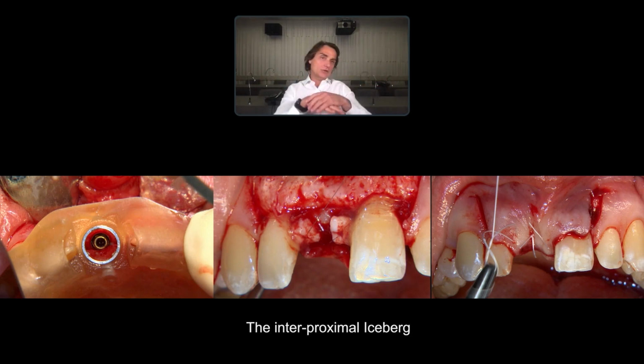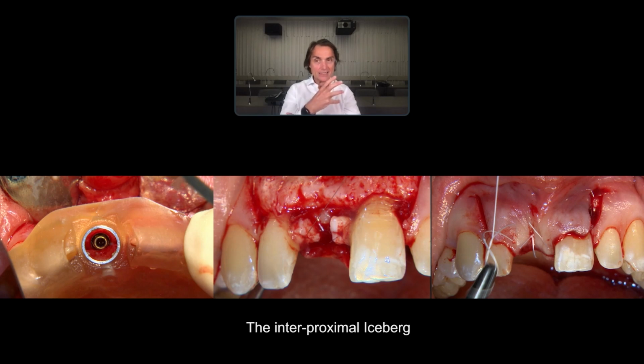But putting one connective tissue to the other one from the palate is not as powerful. Putting these everted connective tissues, the big sashimi types that we did before, is very difficult. It's not as predictable for the papilla as this.